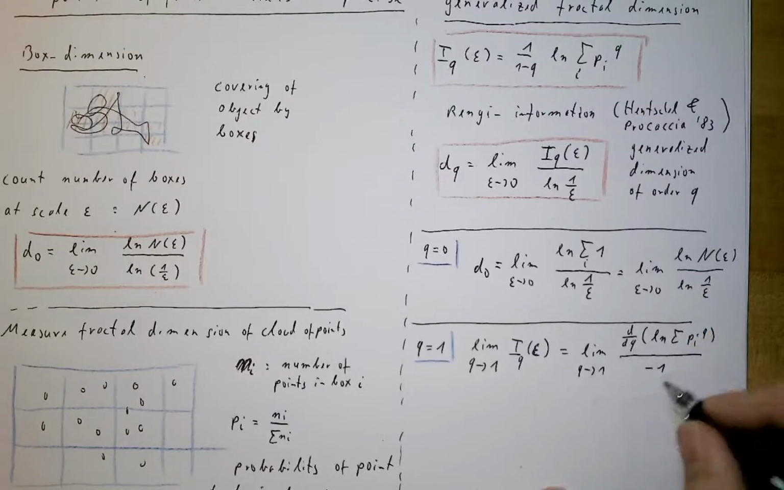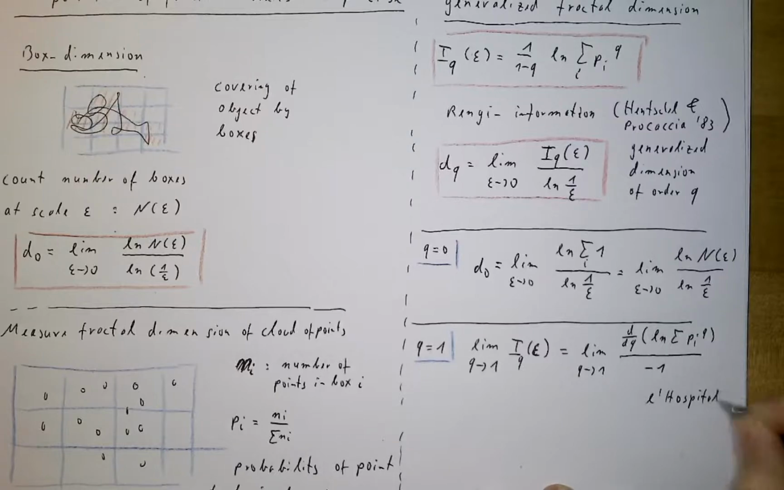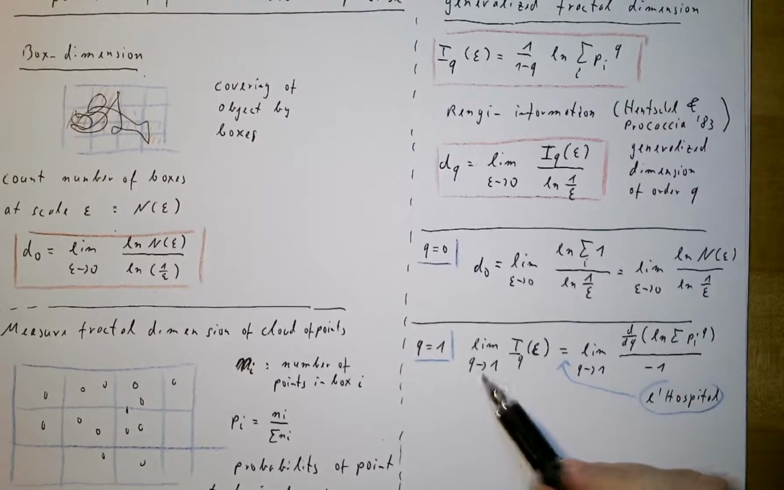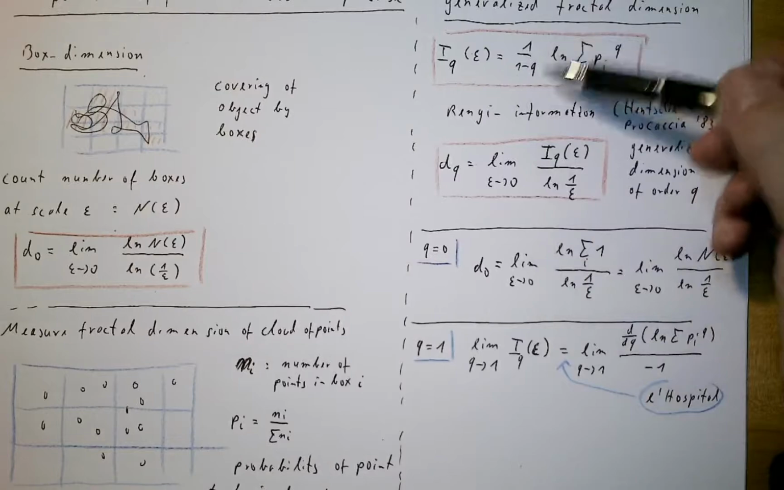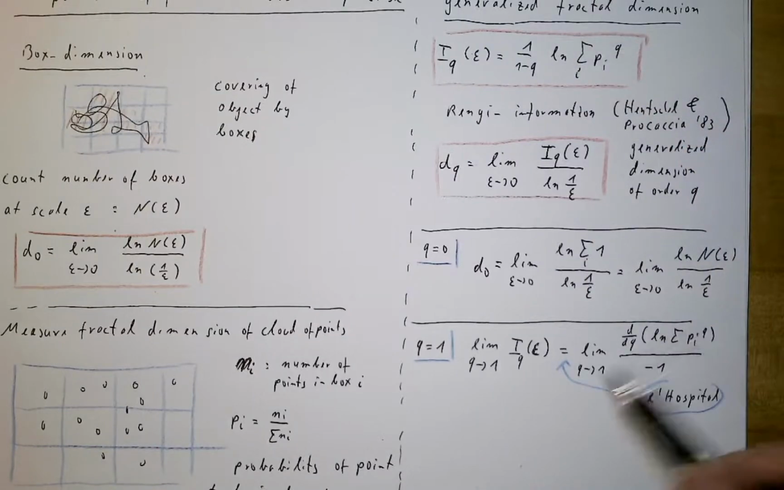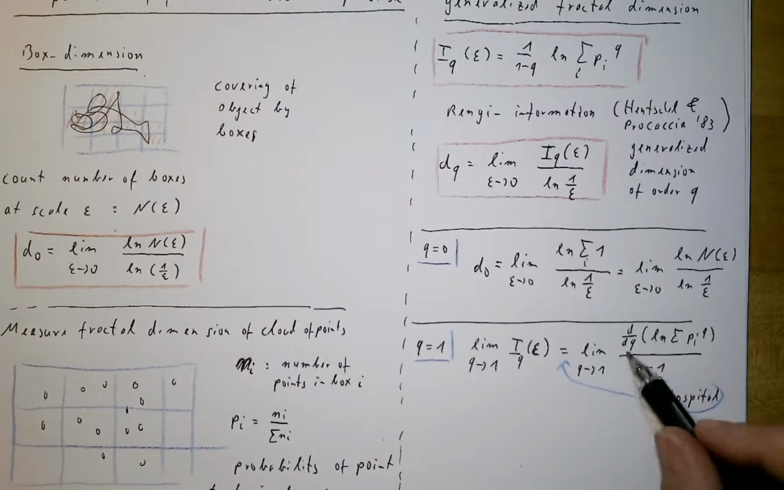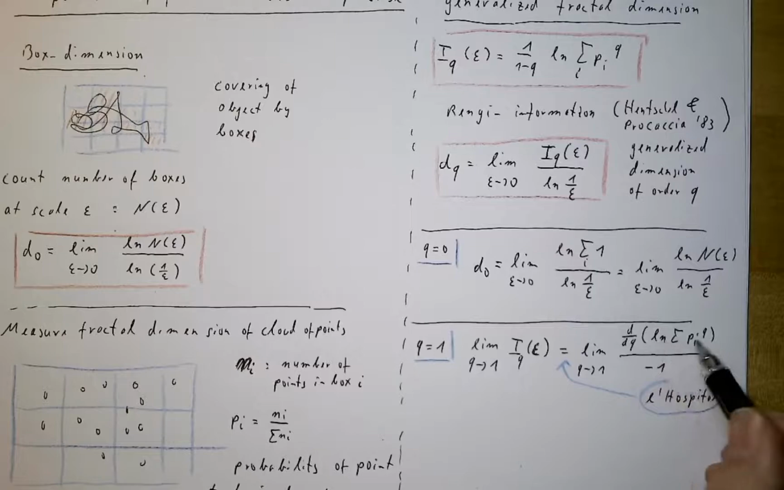Where do I write this? Maybe I write this here. And I hope you know this rule, how you can derive a limes if you have a fraction of 0 divided by 0. So we have now to calculate the derivative of this here.